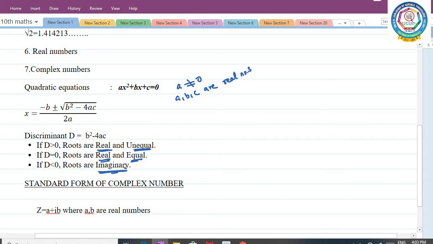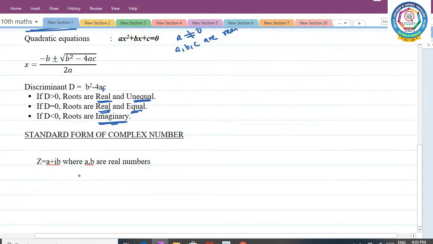To find the value of this imaginary part, we need another number system, which is called complex numbers. What is the standard form of a complex number? Z equal to a plus ib, where a and b are real numbers. Here a represents the real part and b represents the imaginary part.